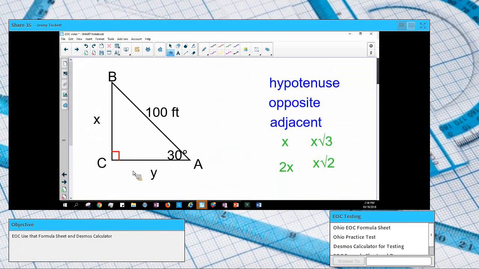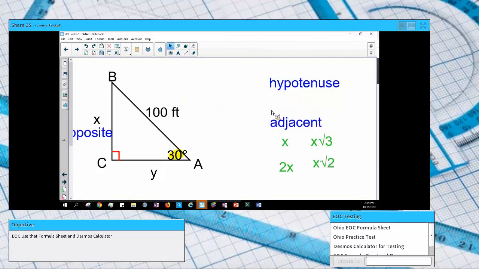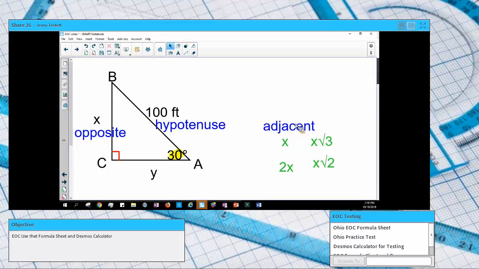Another type of problem is the trigonometry problem. Now, one of the things you do need to know is how to label a triangle. So when we do this, we have an angle of reference. From that angle of reference, x is the opposite side. Across from the right angle is the hypotenuse. Next to the angle is the adjacent side. I'm selecting these due to the reference angle.